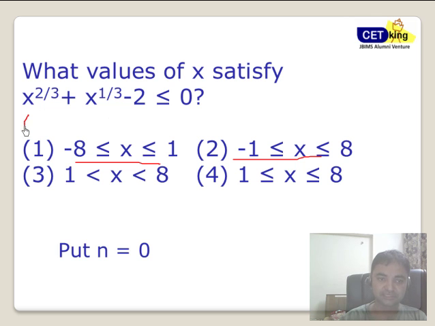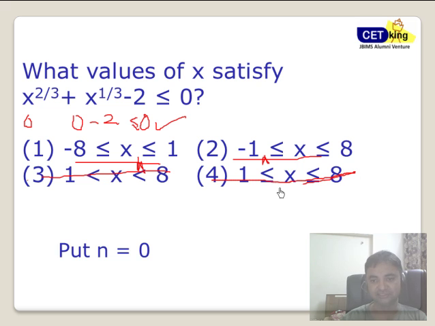So if I put x equal to 0, so 0 plus 0 minus 2 less than or equal to 0, which is true. So it means my answer should contain 0. If I look at option number 1, it contains 0 here. Option number 2 contains 0 here. Option number 3 does not contain 0, and 4 does not contain 0. So I'm down to 2 options. A and B are the only left solutions.